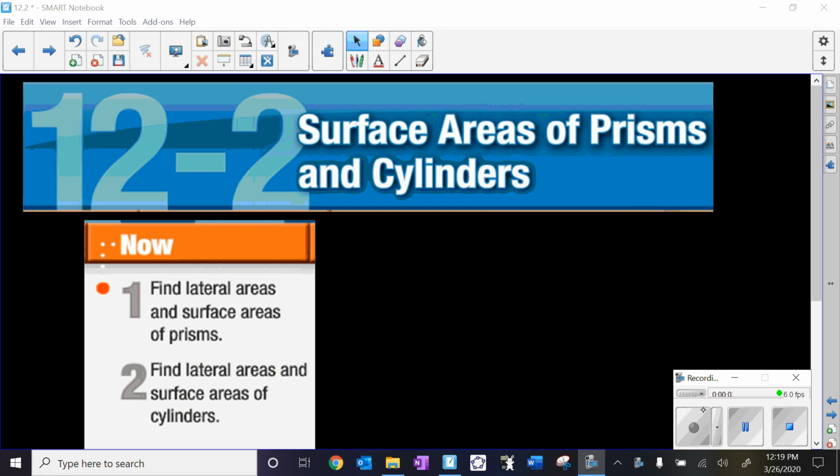Chapter 12 is going to be all on three-dimensional figures, where we're going to find a lot of surface area and volume of these shapes. So it's all going to be split up through a whole bunch of different sections. In section 2, we're going to strictly focus on surface area of both prisms and cylinders. We're going to find what's called lateral surface area and total surface area of both figures.